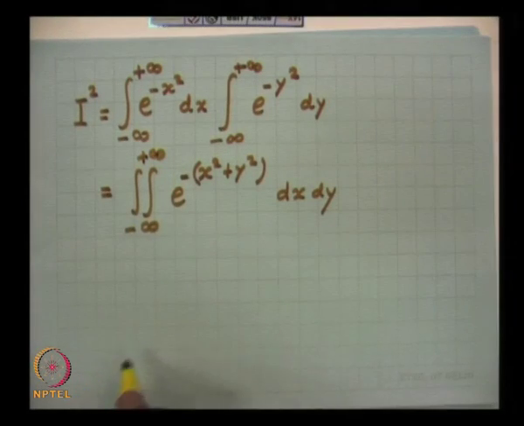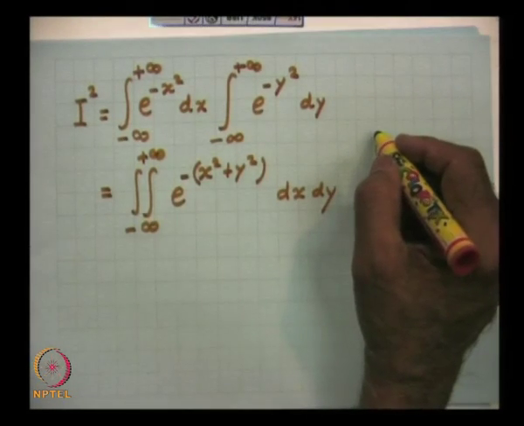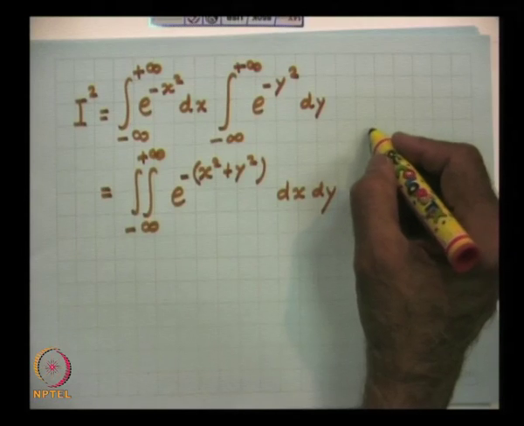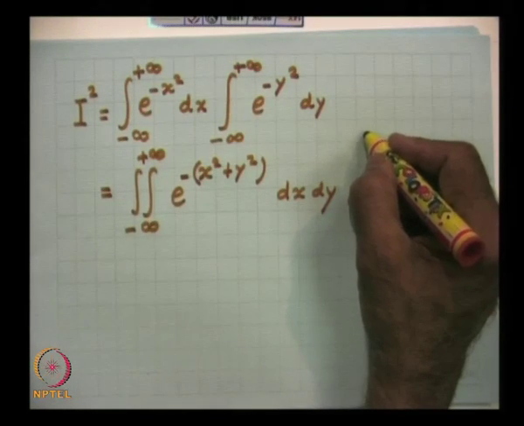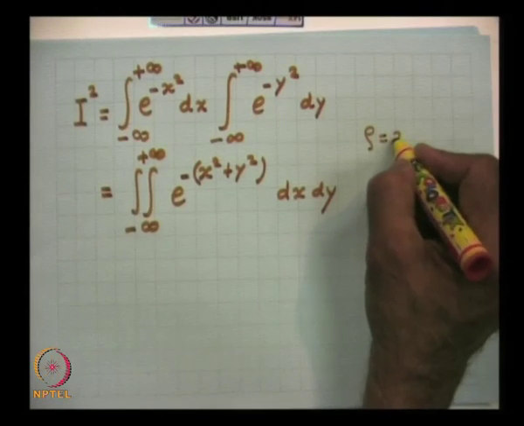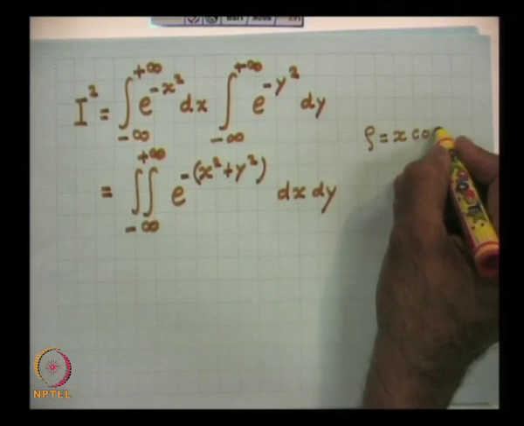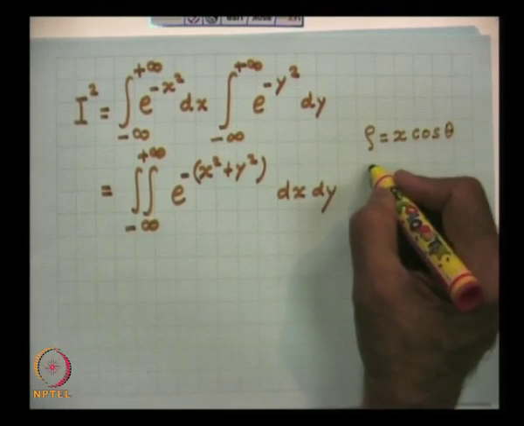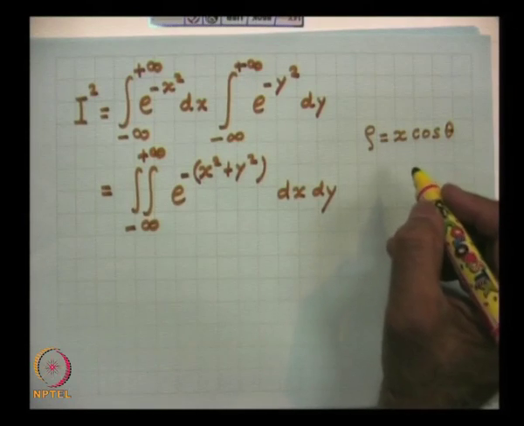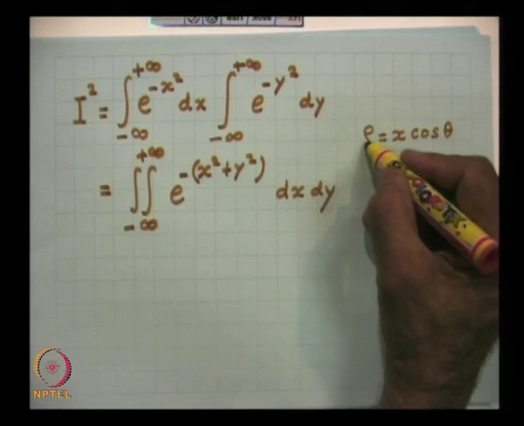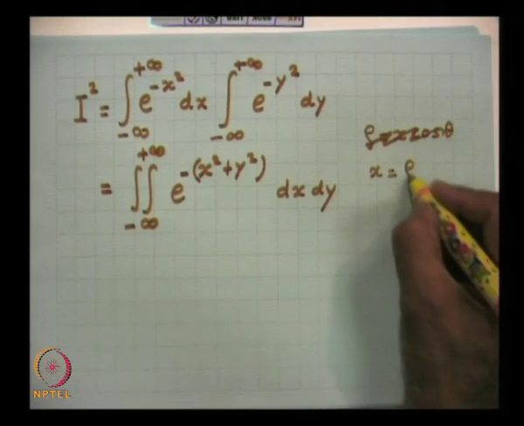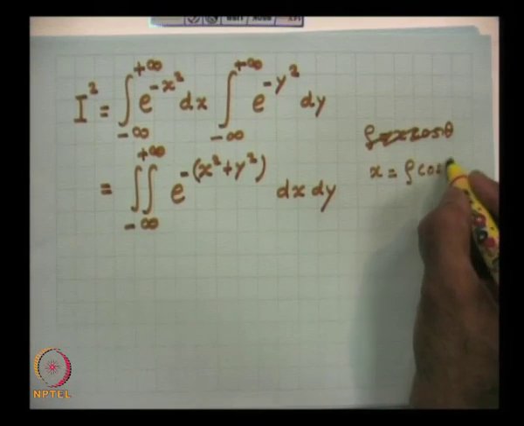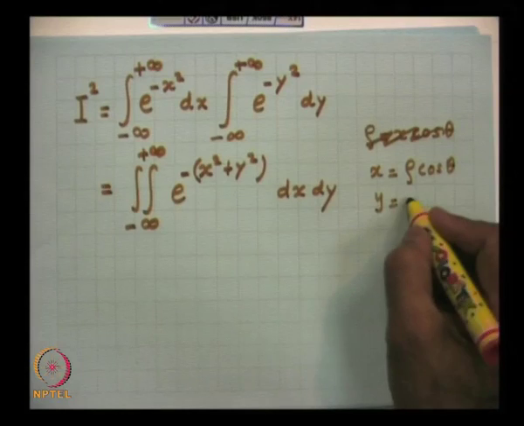This integral is very easy to obtain. So you define the polar coordinates: x is equal to rho cos theta and y is equal to rho sin theta.